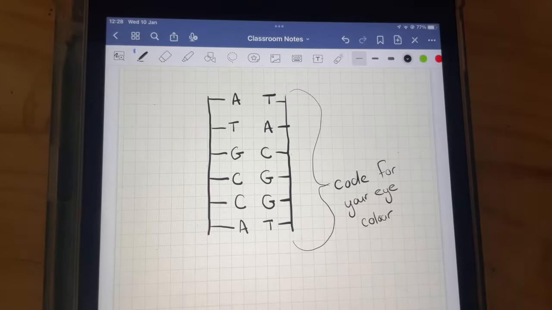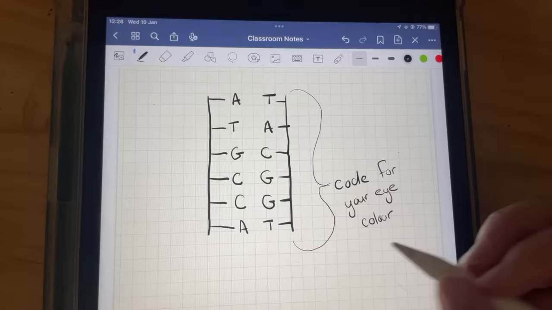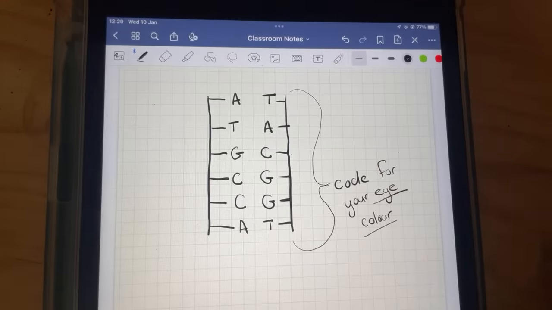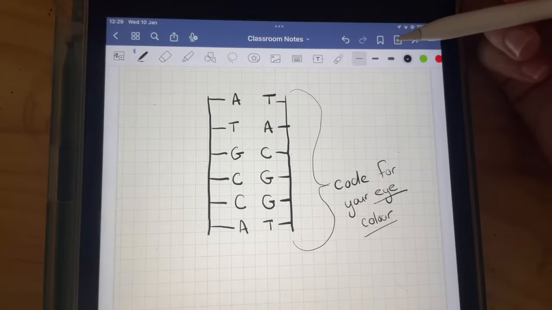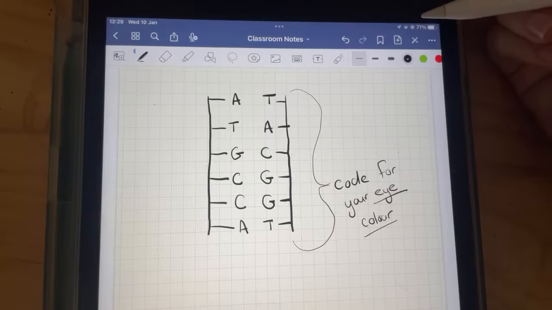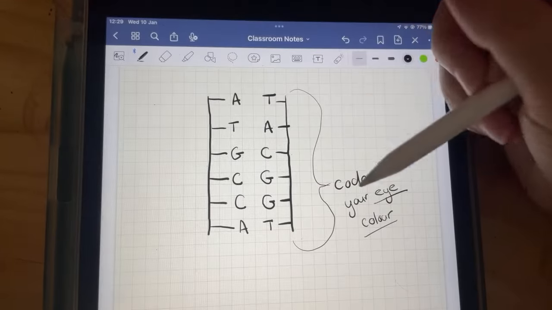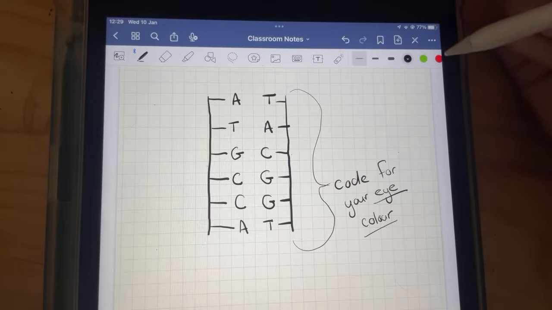Okay? So if we read this code and we give the reading to someone, that someone being your cell, it will read the letters and it will produce your eye color for you. It will produce the pigment that makes your eyes the color they are. Now, this code is a universal code, okay? It means that every single organism is written in the same four letters. Now, if you think about it, if this is the recipe for your eye color, you would want to protect it.